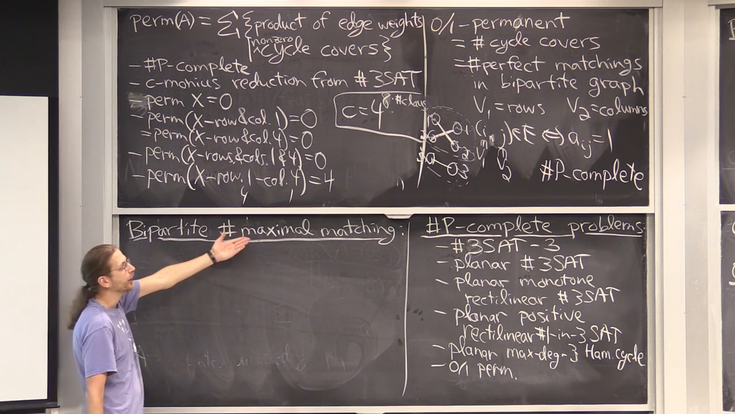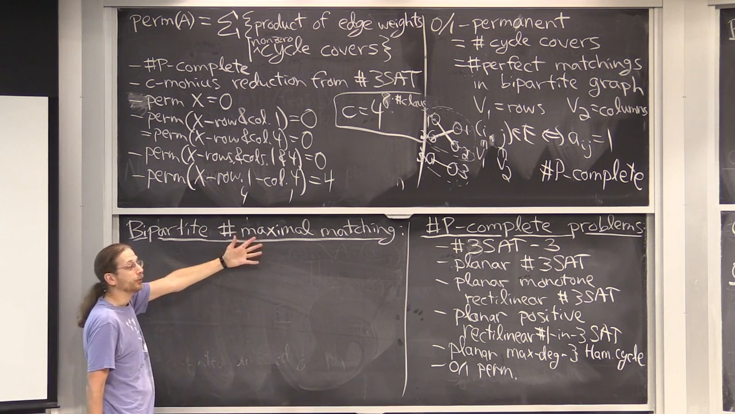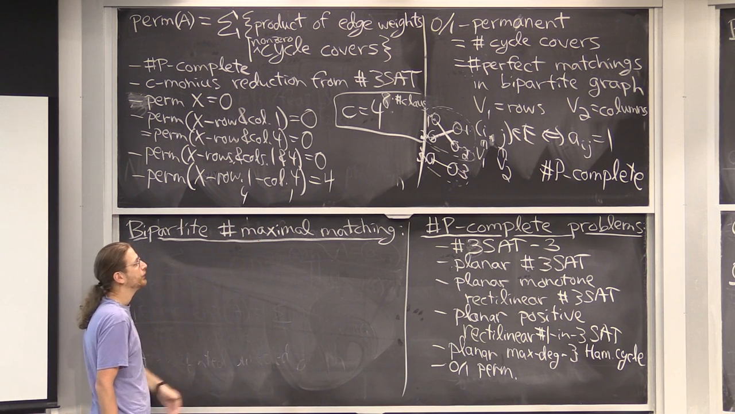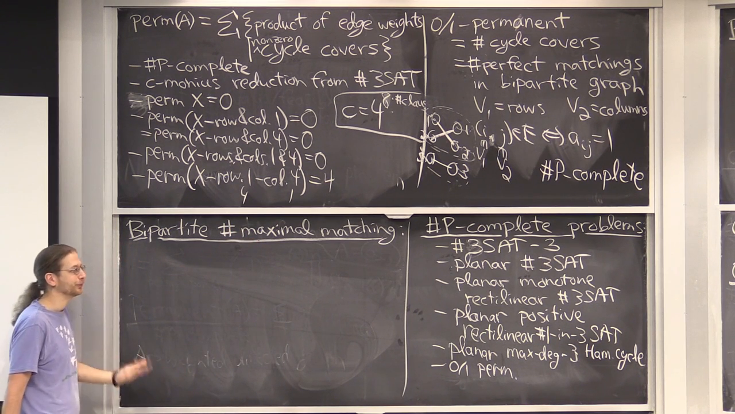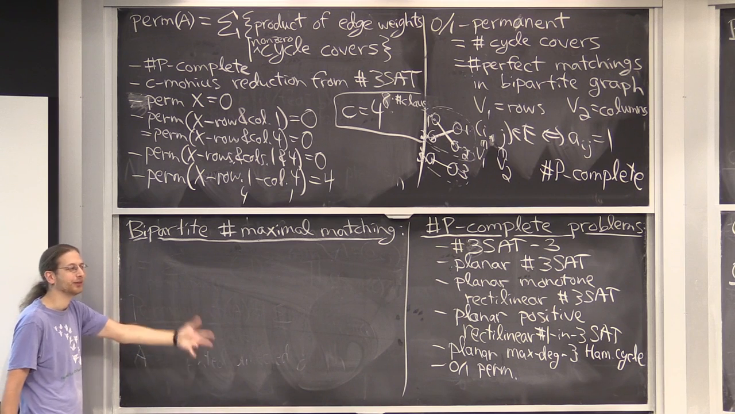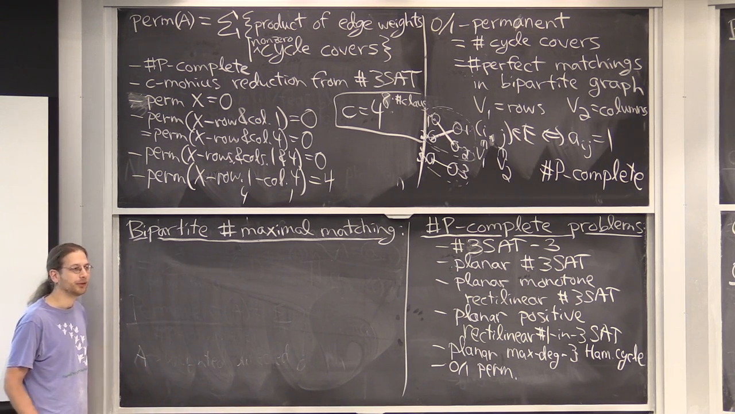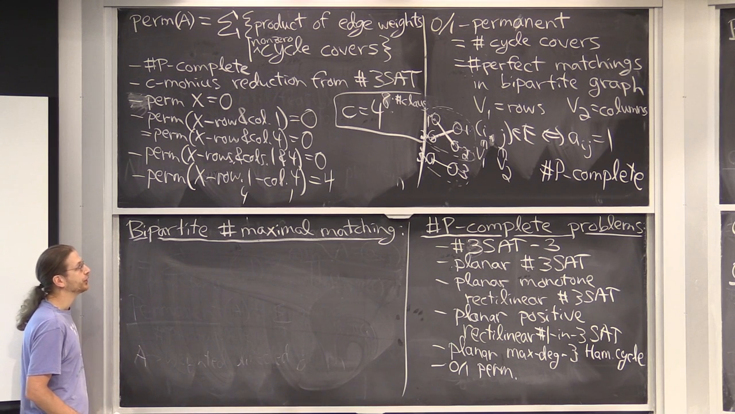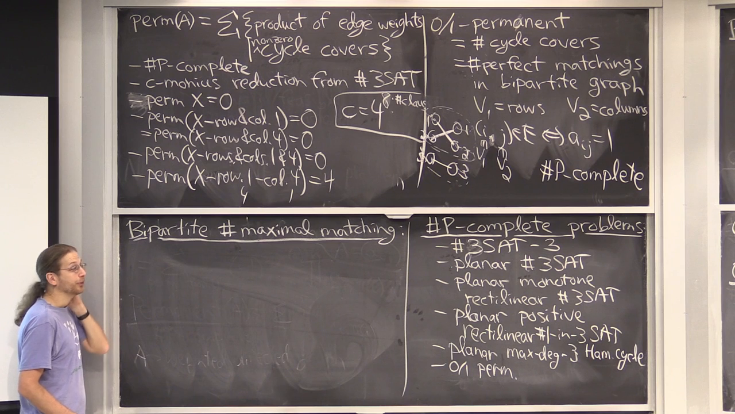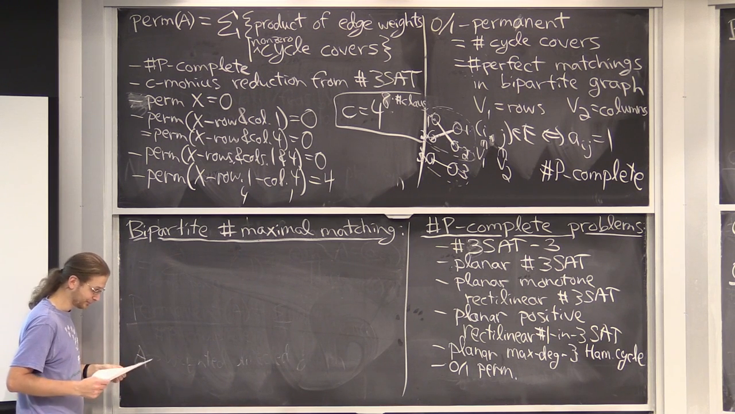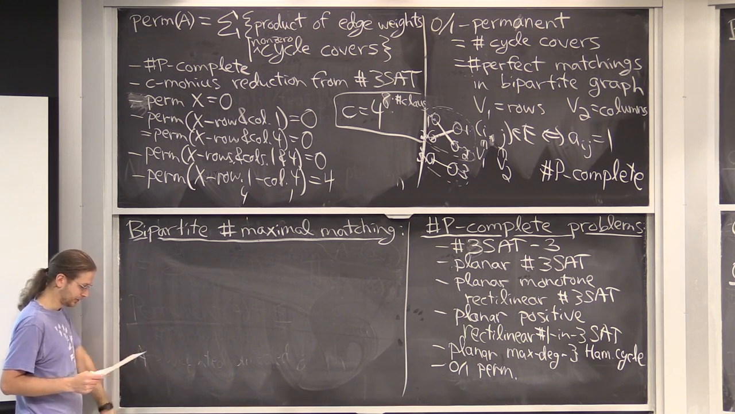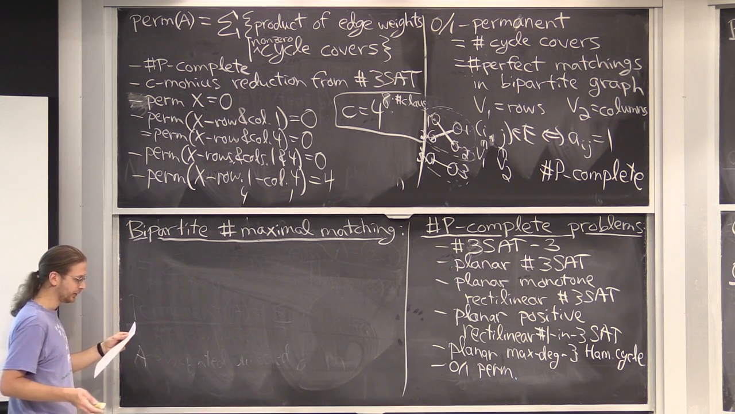So that's going to be a bigger number. It's always going to be bigger than 0, because you could start with the empty matching and add things. You'll get at least one maximal matching. But this is also sharp P complete. And you can prove it using some tricks from bipartite perfect matching counting. Don't have a ton of time, so I'll go through this relatively quick.